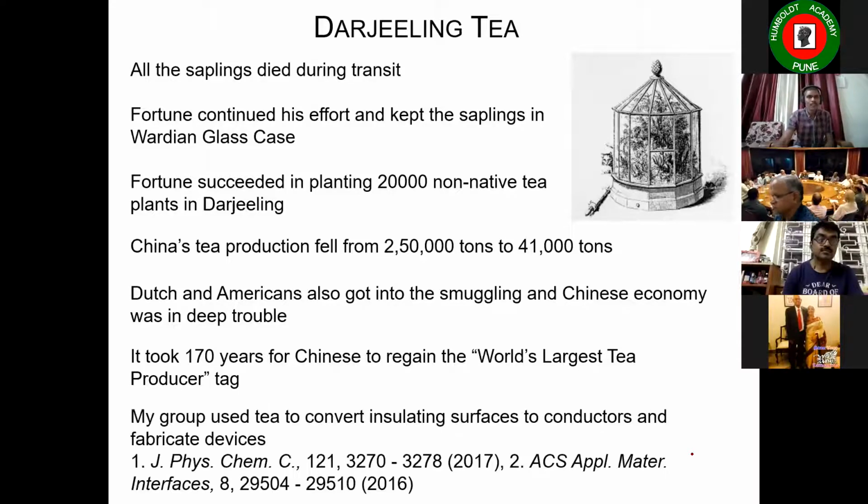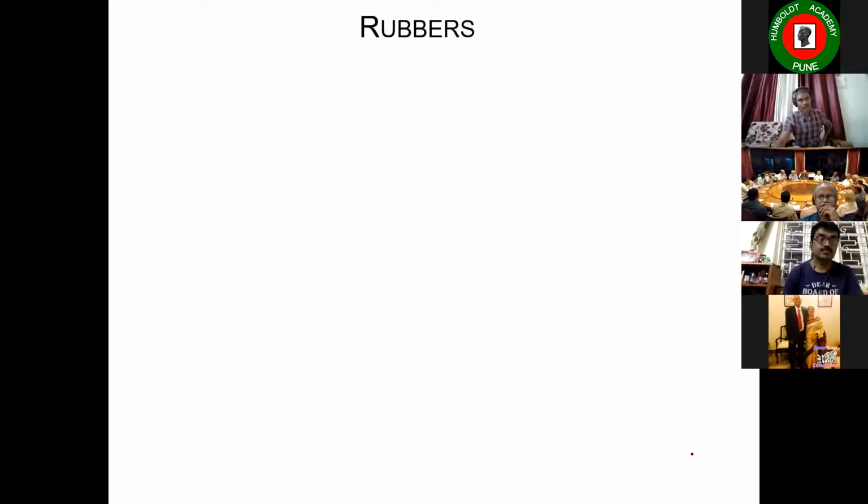So we also work on tea. I think I spoke about my work on how we use tea to produce soup in the previous Humboldt colleague. These are some of the references that we continue to work on, using tea extracts to make scientific advances.